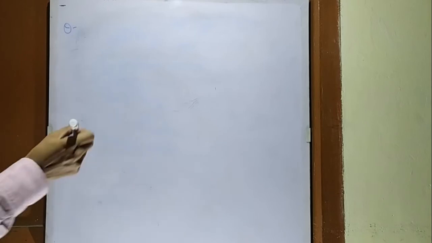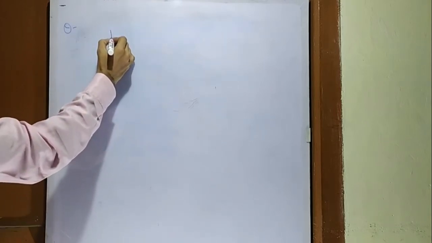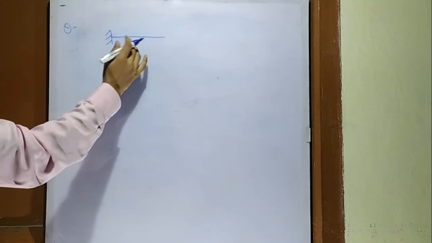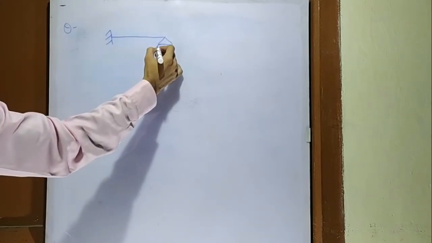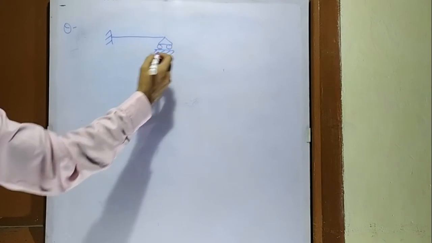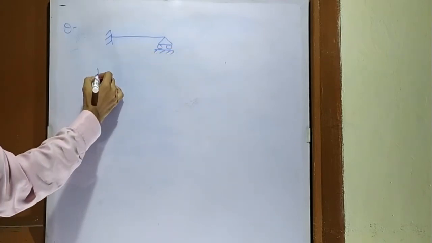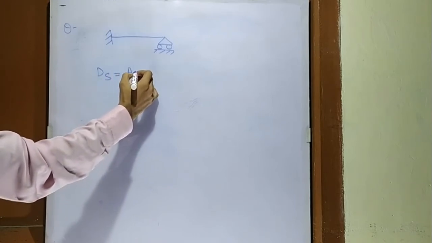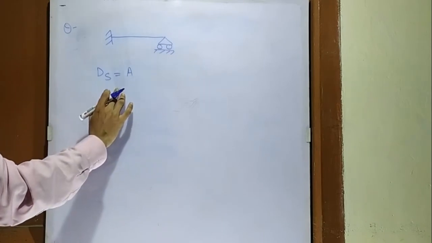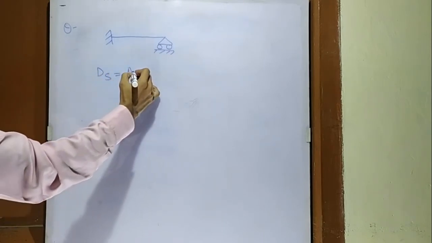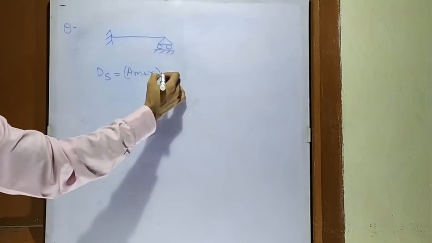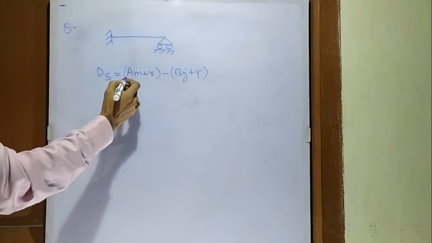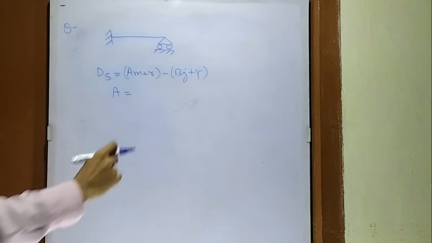So we will start with a very simple example, and this is the example of a beam. This end is fixed and the other end of the beam is roller supported. So what was the general formula which we learnt in our previous video for finding degree of static indeterminacy? This is the formula: DS = am + r - bj + gamma. Okay, what is a? It is the number of actions available in a member.